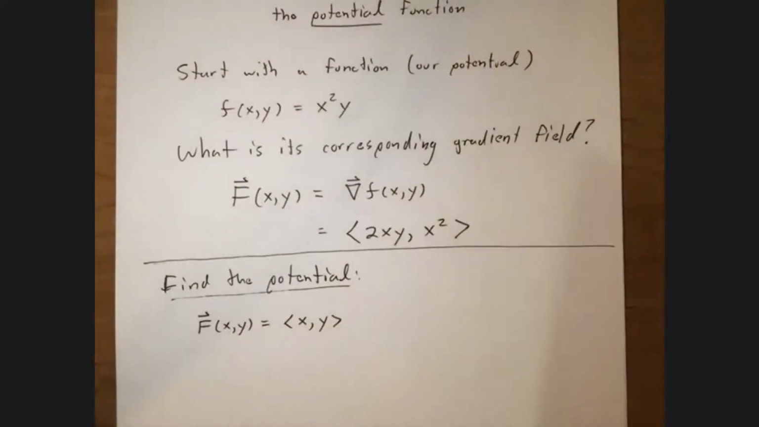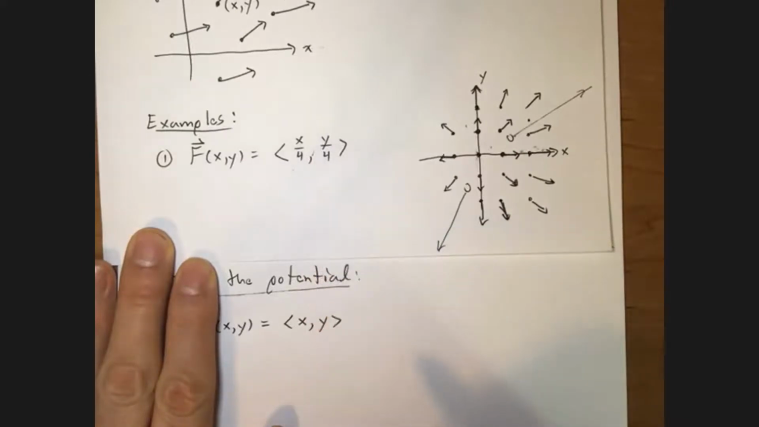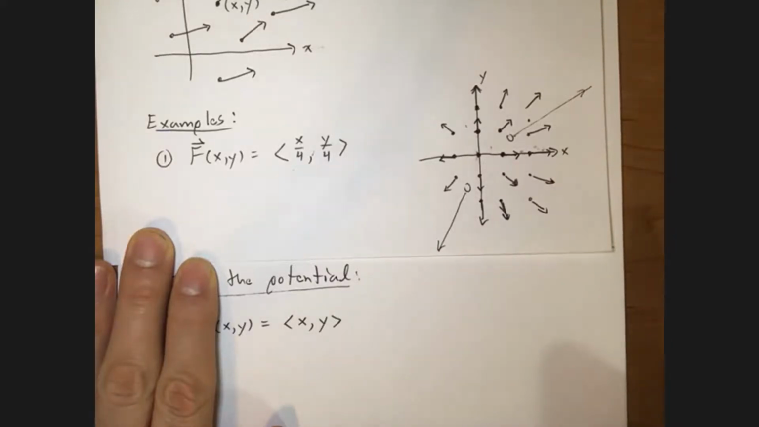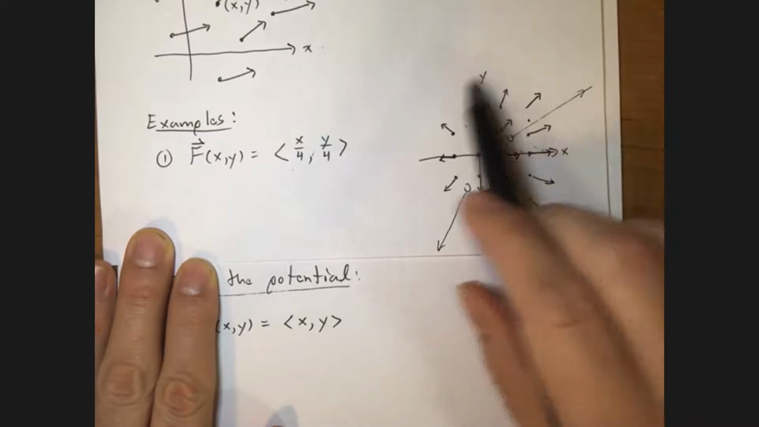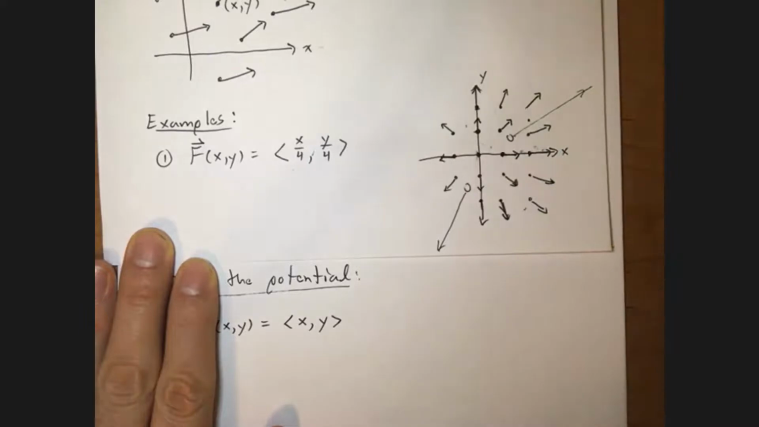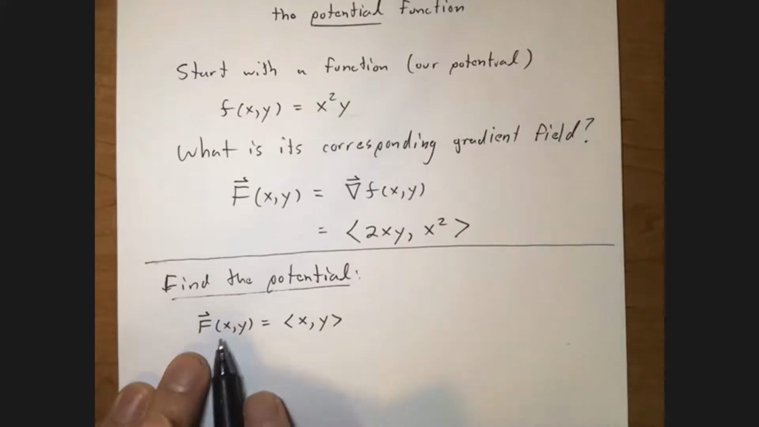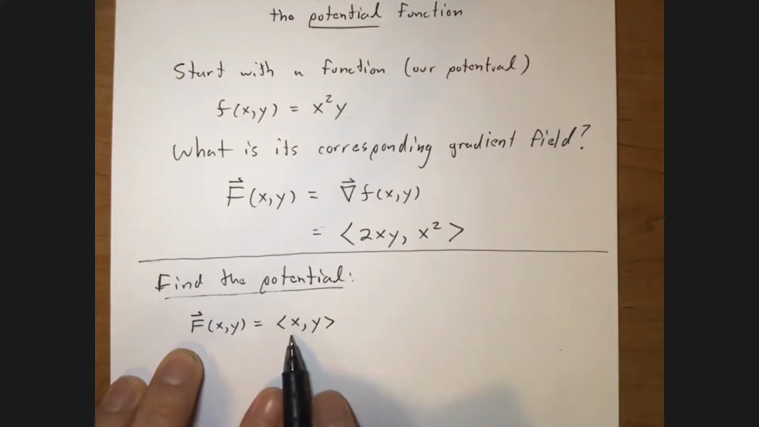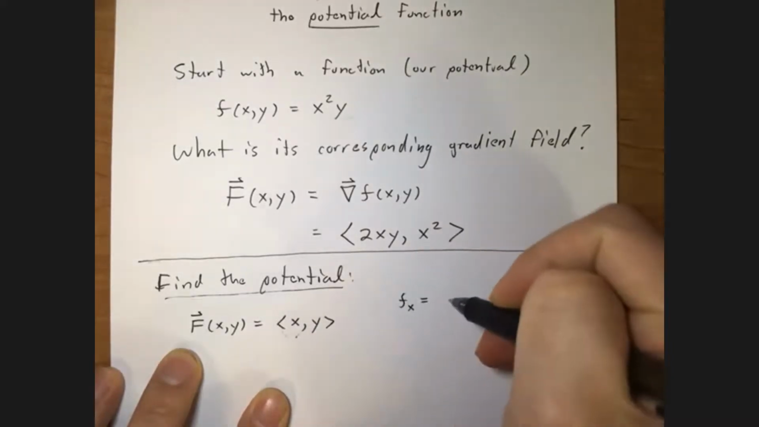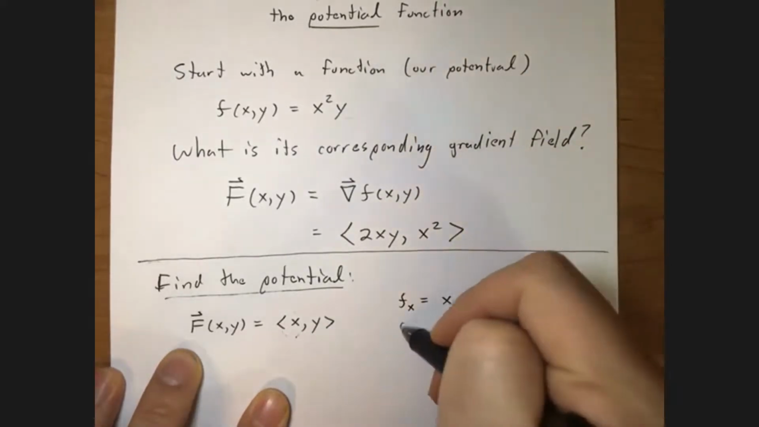Remember what that one looked like. It was essentially just this. I just took out the 1/4, just to make things easier. So it's essentially just this radially outwards pointing vector field. Is there a function that has these vectors as its gradient at every point? That's what we're asking. So the potential function, if it exists, this is its gradient. So the x derivative of f has to be x, and the y derivative of f has to be y.